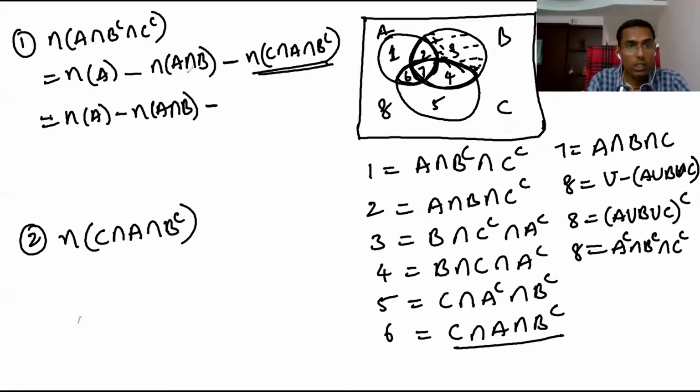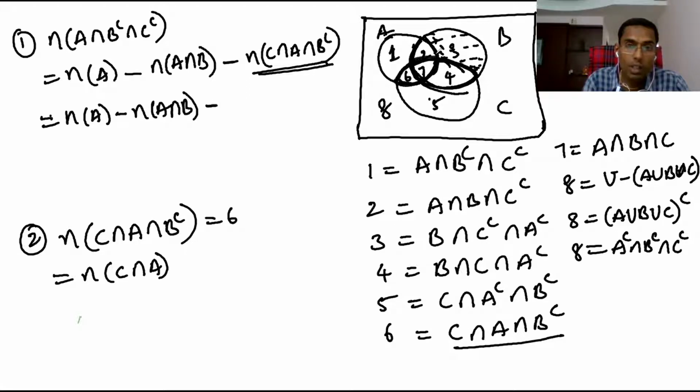Okay, once again we'll discuss, no problem. Here, the number of elements in C and A and not B, this one I am discussing first. This is the sixth part: the number of elements in A and C but not in B. That means only 6 I want. From the number of elements in C intersection A, what is C intersection A? It is this part, 6 and 7.